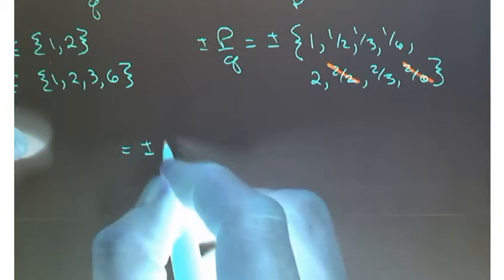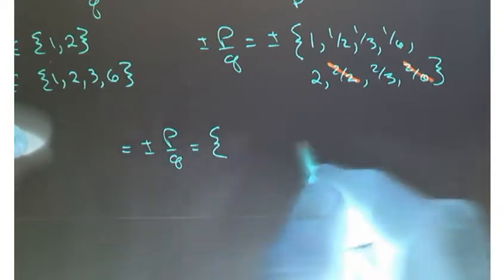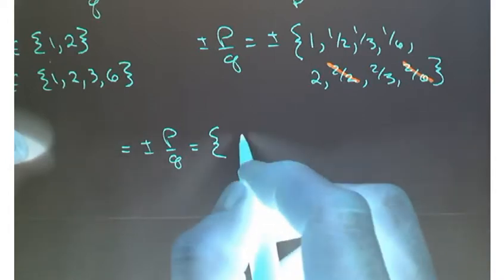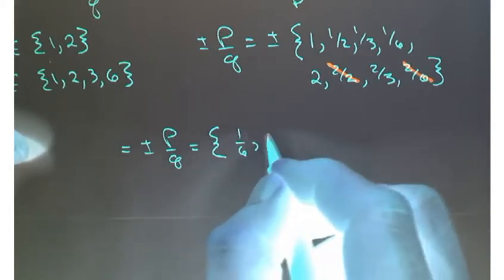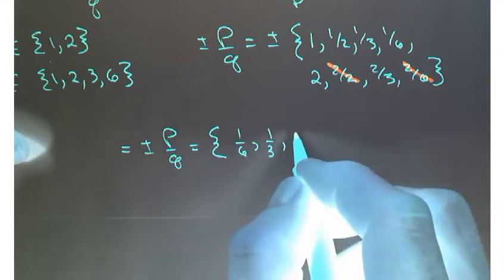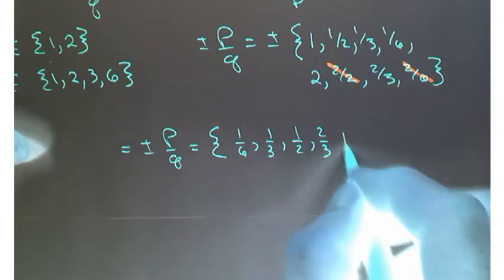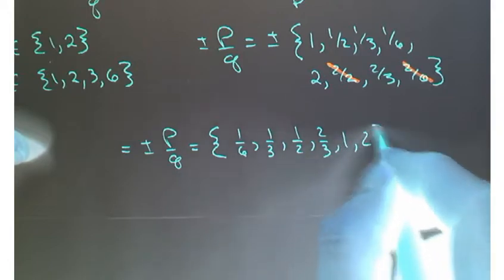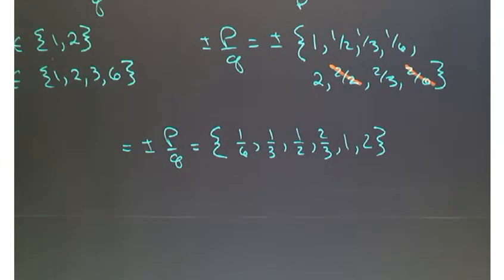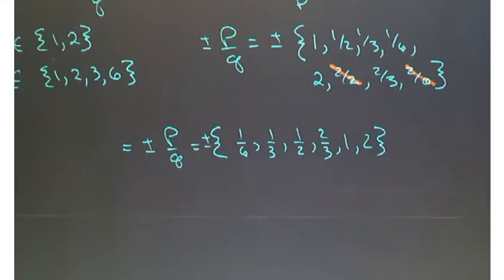Plus or minus P over Q. And I'll try and write these in increasing order. Let's see, it'd be 1/6, 1/3, 1/2, 2/3, 1, and 2. So if your graph is going to cross the x-axis at a rational number, it's going to be one of these. And let me put the plus or minus out here as well.